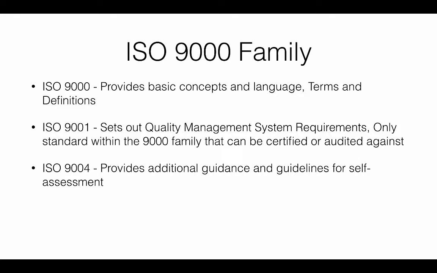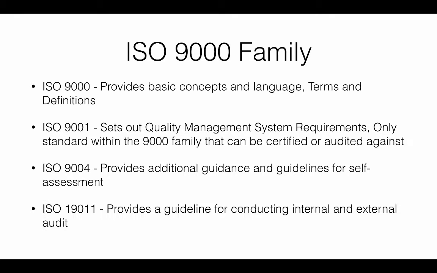ISO 9004 provides guidance over and above the requirements included in ISO 9001, and also contains guidelines for self-assessment and is not intended for certification purposes. ISO 9004 focuses more on increasing the effectiveness and efficiency of a quality management system. ISO 19011 provides a guideline for conducting and managing internal and external audits of a quality management system. This is a great resource for anyone involved in the audit process.